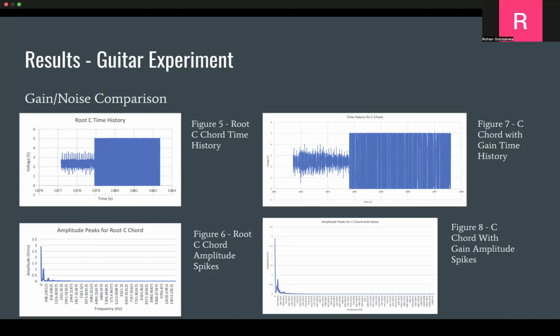crowding the frequency domain. Furthermore, in the time history of the gain-on scenario, significant voltage activity is present even before the chord is played, indicating unwanted buzzing or amplifier hum. The signal in this case reached voltage levels near 4 volts, emphasizing how gain not only affects the played notes, but also introduces electrical noise into the system before and after signal input.